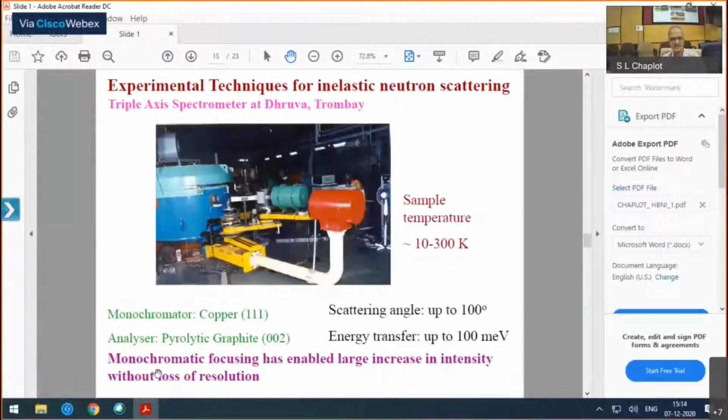More recently, the monochromator crystal here, earlier it was a flat crystal, has been replaced by a double focusing crystal of a certain kind. There's a technology that allows you to get large intensity without loss in resolution, what is called monochromatic focusing, but we will not go into details of these aspects here.